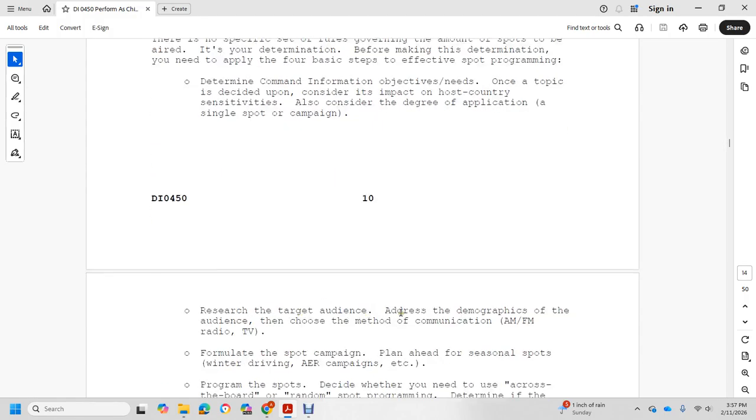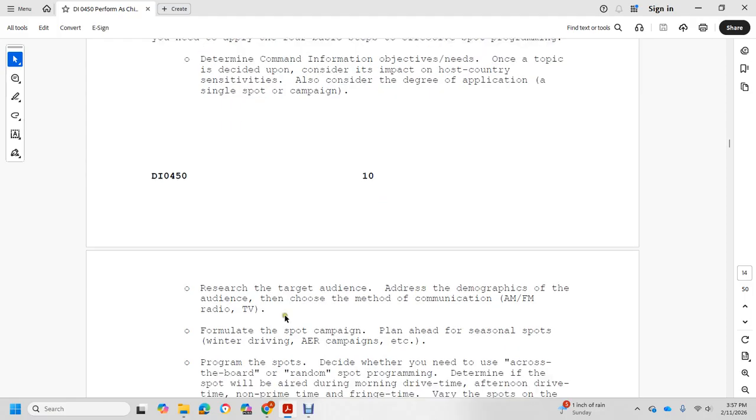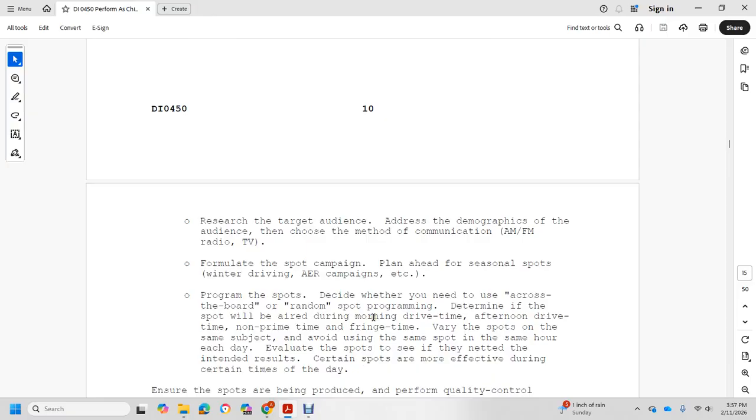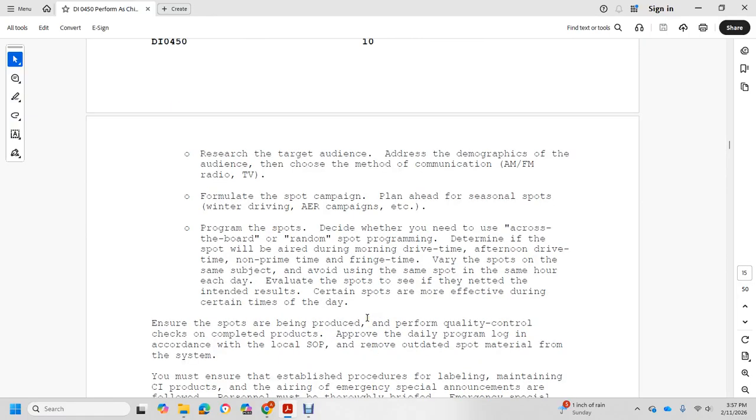Reserve targeted announcements to address the demographics of the audience and the method of communication: AM, FM, radio, TV. Formulate the spot command campaign. Plan ahead for seasonal spots, such as winter driving commands, etc. Program spots. Decide whether you need to use them across the board with random spot programming. Determine if the spot will be aired during morning drive time, afternoon drive time, non-prime time, or change time, pairing spots for the same subject. Avoid using the same spot in the same hour each day.